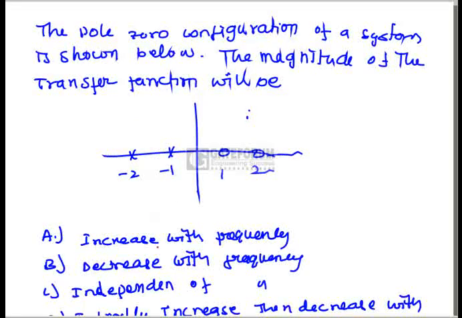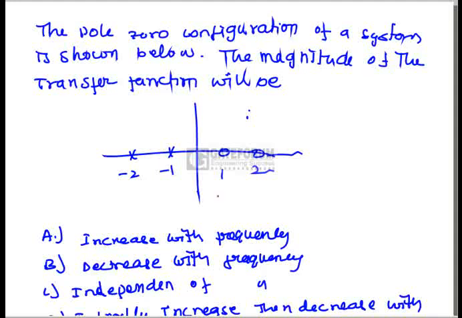So if you observe the options, all are in terms of the frequency. That means option A indicates increase with the frequency, option B indicates decrease with the frequency, option C is independent of the frequency, and option D indicates initially increase then decrease with the frequency. So these are the options given here. First, if you observe the system, then we will go for the option.